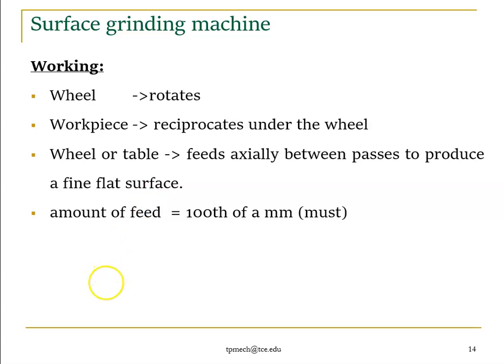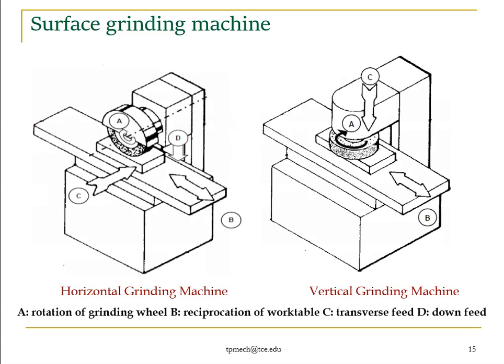So the amount of feed is generally 100th of a mm, right? It should be minimum. You need to maintain this. So the amount of feed should be 100th of a mm alone, right? So this is a horizontal grinding machine. This one is a vertical grinding machine. Both have reciprocating tables, right?